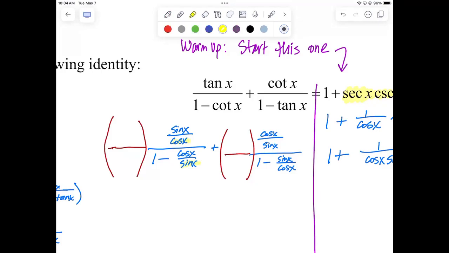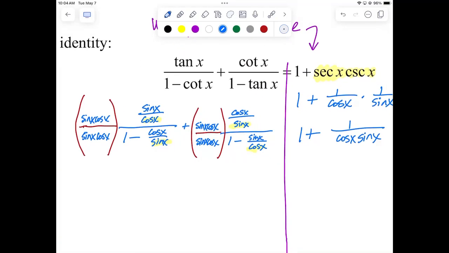So what is the LCM of your miniature denominators in the first term? We got a cosine and a sine. What's their LCM? Their product, sine x times cosine x. So I've got to multiply by sine x cosine x over sine x cosine x. Same thing in the second one. My two miniature denominators are sine and cosine. So I'll multiply by sine x cosine x over sine x cosine x. And now I multiply straight across.